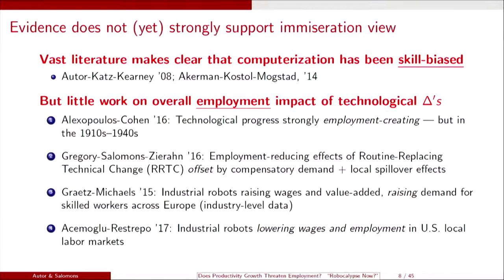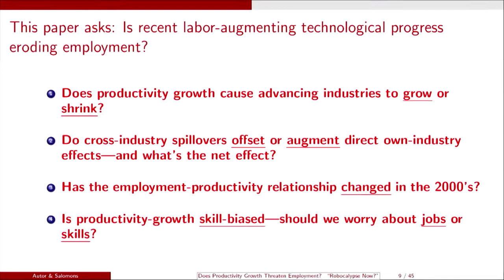Our paper asks, in a very broad brush way, is recent labor augmenting technical progress eroding employment? Specifically, does productivity growth cause advancing industries, by which I mean industries experiencing rising productivity, to grow or to shrink? Do cross-industry spillovers offset or augment these direct own industry effects? And what's the net effect if they do? Has this relationship changed in the 2000s? And is productivity growth skill biased? In other words, should we be worried only about the number of jobs or also the type of jobs and who can access them?